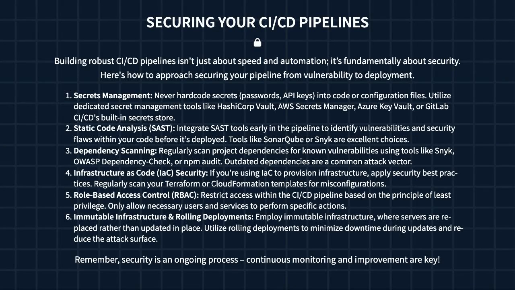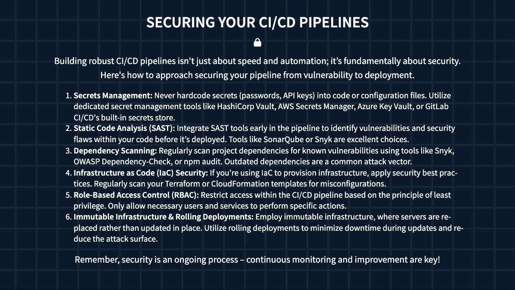Okay, let's talk about keeping your CI/CD pipeline safe. It's super important to think beyond just getting things built and deployed quickly. First, absolutely never put secrets like passwords or API keys directly in your code. Use the dedicated secret manager tools; Vault is great for that. Next, run static code analysis early on to catch vulnerabilities before they even make it to production. Then, regularly scan your project's dependencies for known issues, because outdated libraries can be a major security risk.